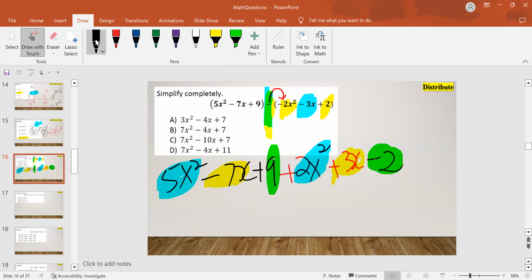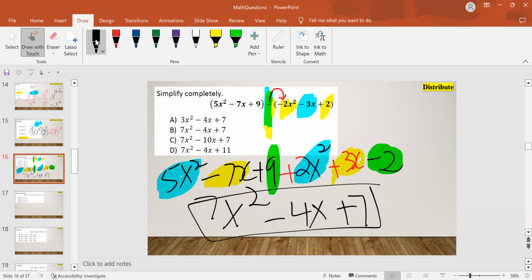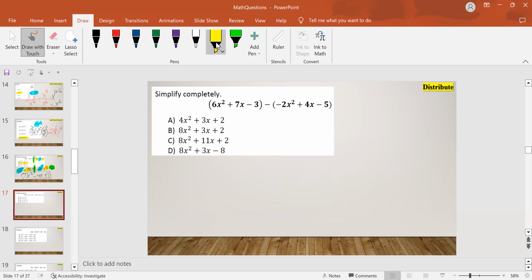We combine like terms, we have 7x to the second power minus 4x plus 7. So 7x to the second power minus 4x plus 7. Best choice here is B. Okay, we continue. We have a similar question here. So we do the same thing. We're going to distribute this negative sign here to everything inside this bracket.